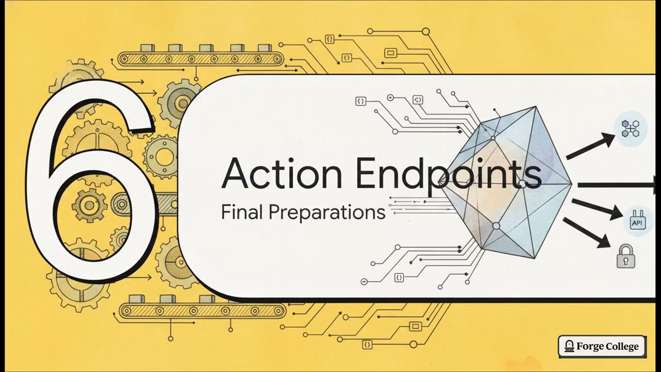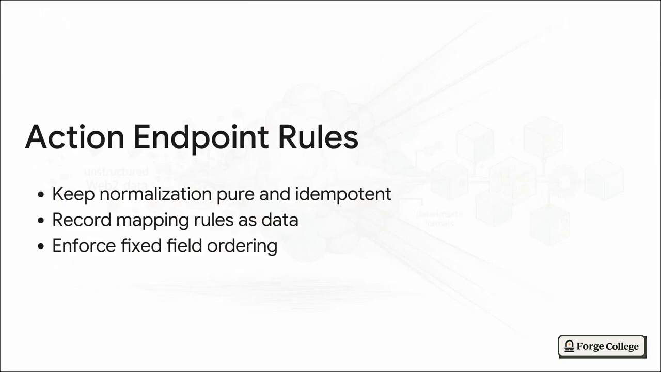And finally, Section 6, preparing your action endpoints. So, we've walked the whole assembly line. What does this finalized blueprint actually give us? Well, to guarantee a bulletproof, deterministic payload every single time, you just need to internalize these 3 rules.